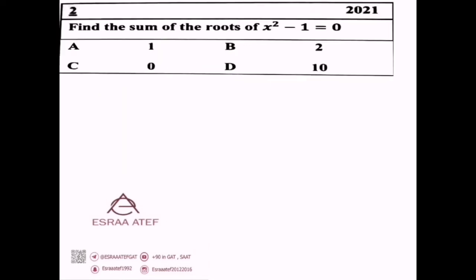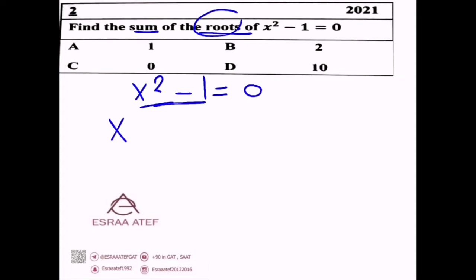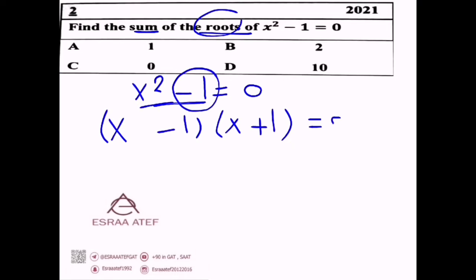Here he wants me to get the sum of the roots. We have the equation x squared minus 1 equals 0. To get the roots of it, we will break it into two brackets. How can we break it into brackets? We will make two brackets like this one. For x squared, it will be x and x, and for minus 1, it will be minus 1 and positive 1, equals 0.